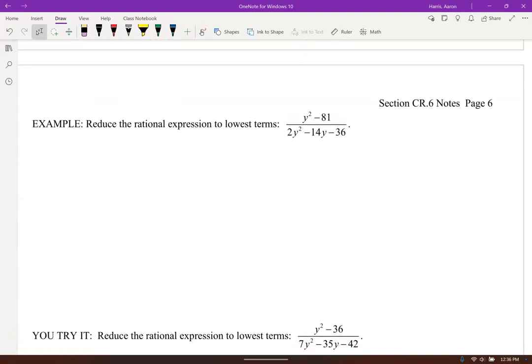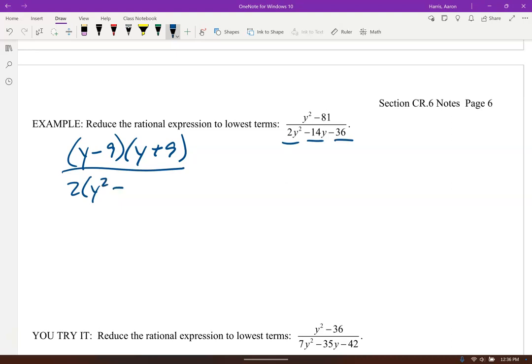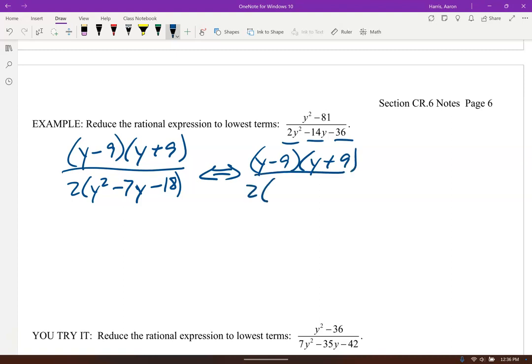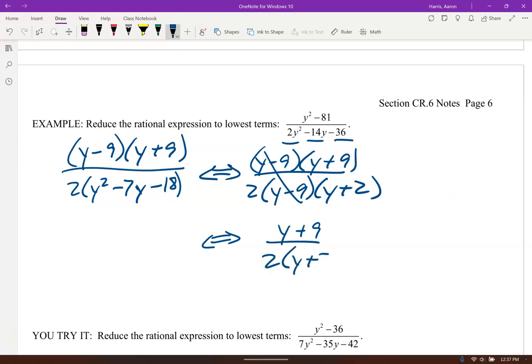So we've got a difference of squares on the top, y squared minus 81. So that'll be y minus 9, y plus 9. Now notice in the trinomial on the bottom, I can take a 2 out first. So I'm going to take a 2 out of everything, and then I'm going to factor it. Numerator stays the same. That y squared minus 7y minus 18, well, that'll be y minus 9 and y plus 2. So notice the y minus 9's cancel. So you're just left with the y plus 9 on the top. You're left with a 2 and a y plus 2 on the bottom, and that's it for that one.